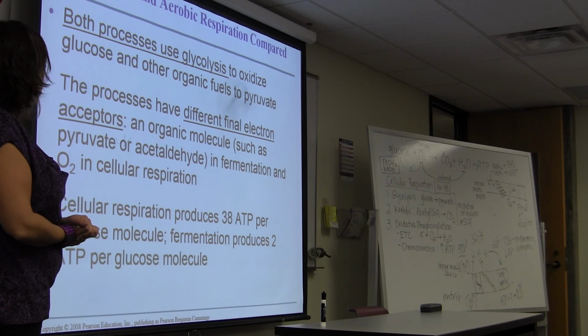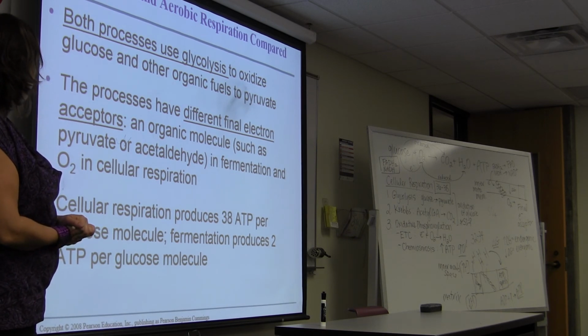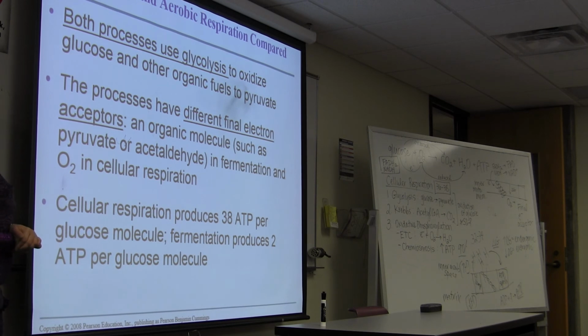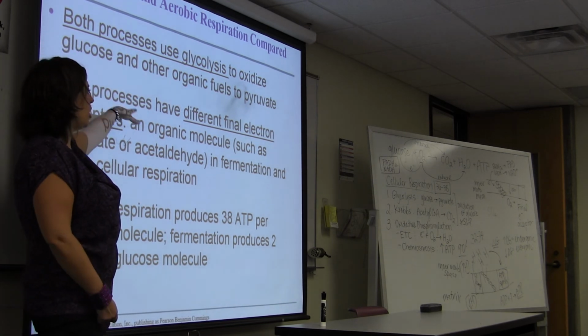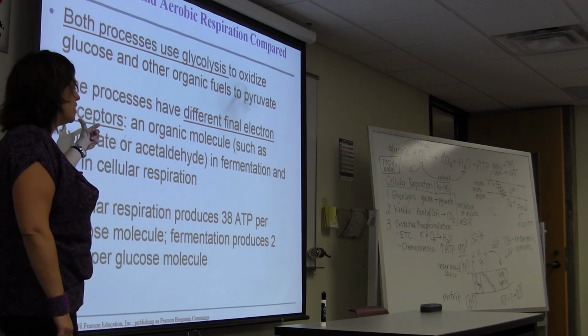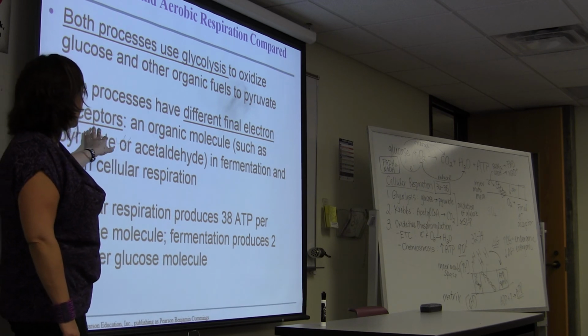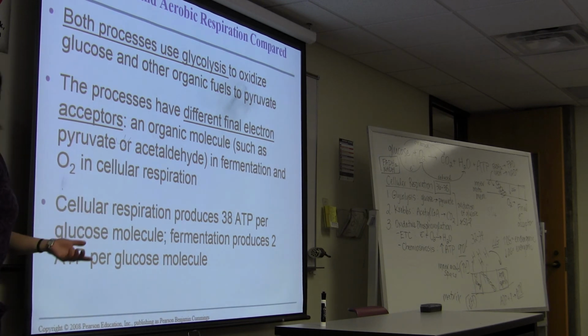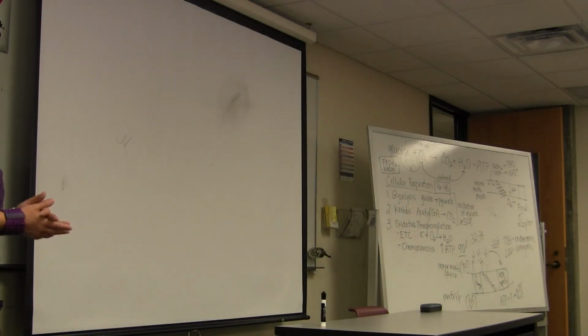Okay, so this is kind of what we've already been talking about. Fermentation and aerobic respiration are both going to use glycolysis. And the difference between the two is that the final electron acceptor is going to be different. Again, in aerobic, it's going to be oxygen, and in anaerobic, it's going to be something other than oxygen.